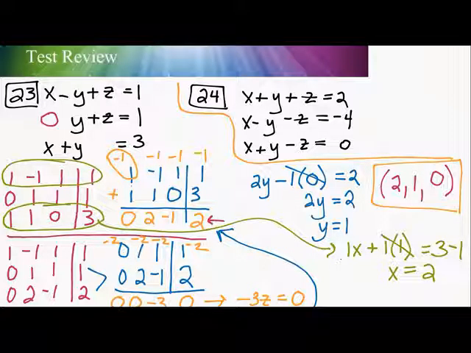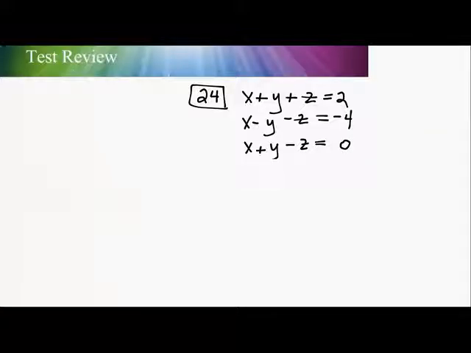All right. Now, I've kind of run out of room to do number 24, so what I need to do is make us some room so that we can work on 24. I need to set up my matrix again. This time, my matrix is going to be using all of those coefficients. So it's 1, 1, 1, 2, and then 1, negative 1, negative 1, negative 4, and 1, 1, negative 1, 0.